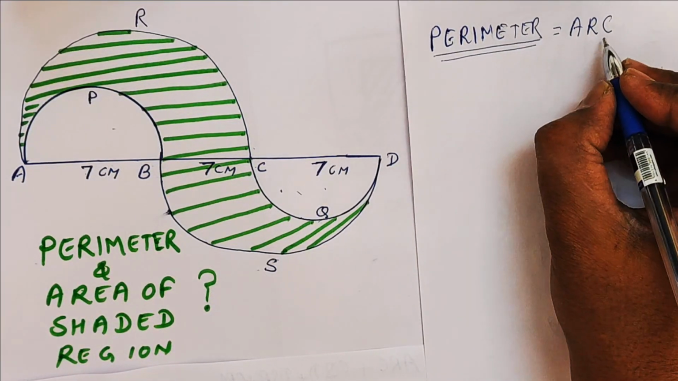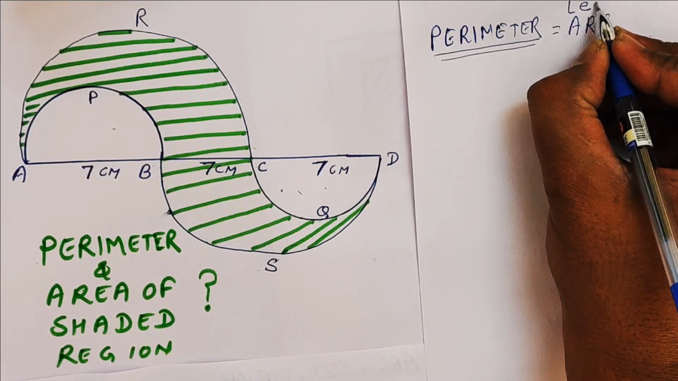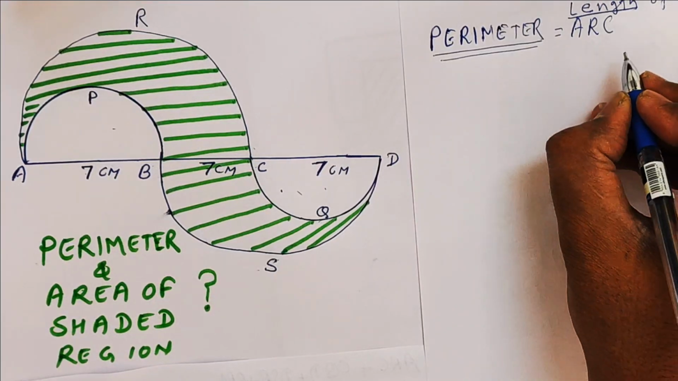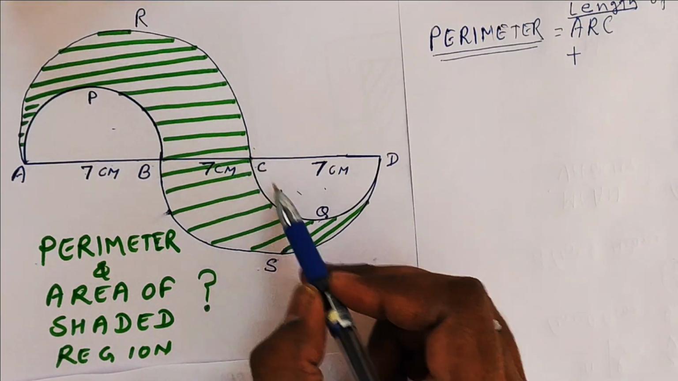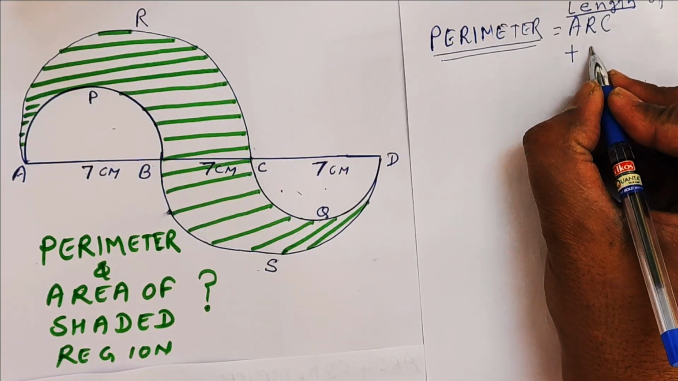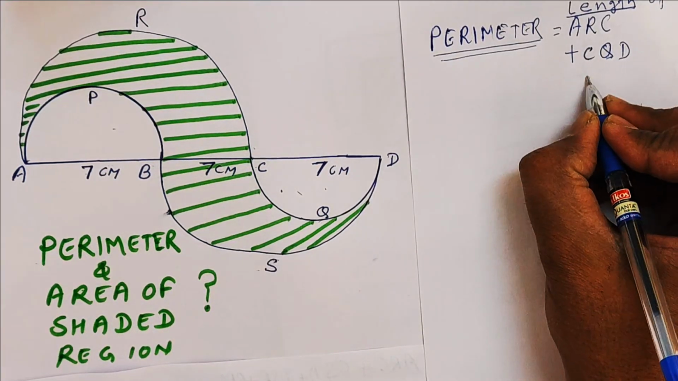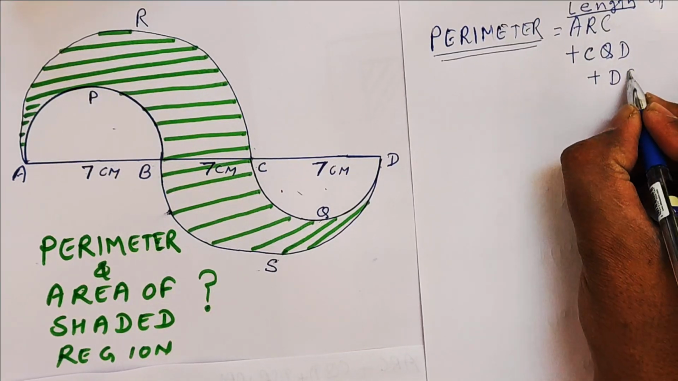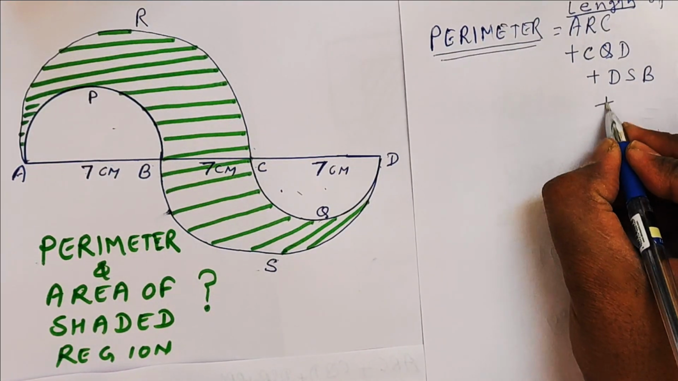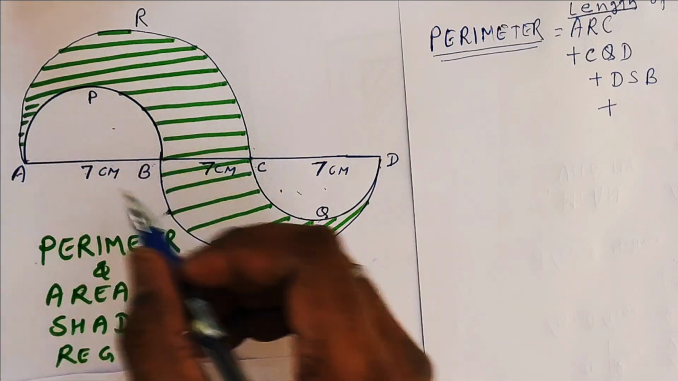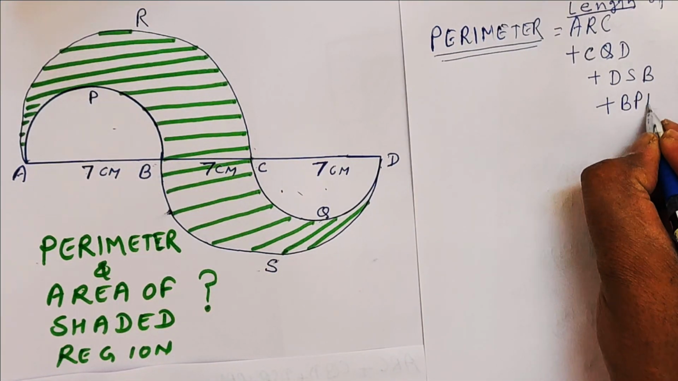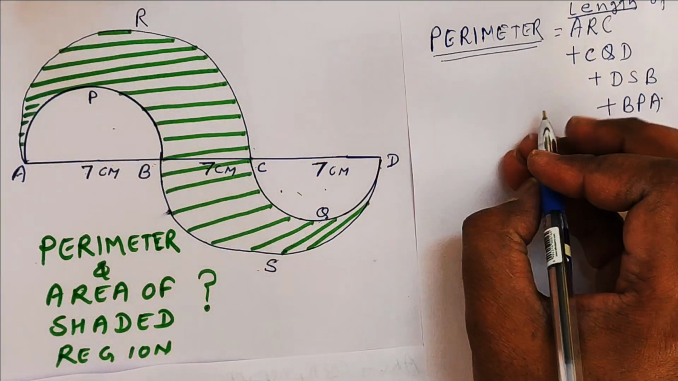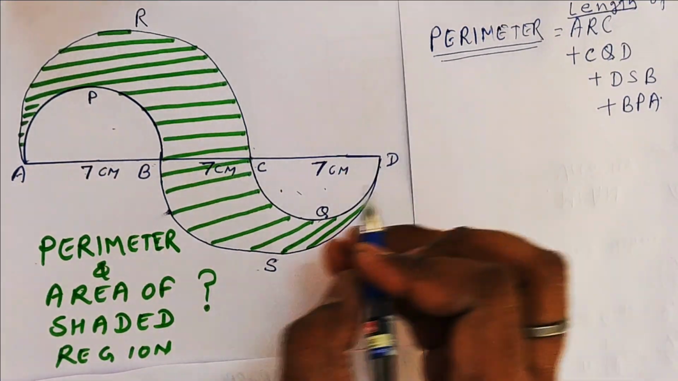So the perimeter is the length of the geometrical figure, the border length, okay? Whatever the lengths of all its sides, just add them to get the perimeter. So the perimeter: starting from A, ARC, then after C, CQD, and from D it's DSB, right? All these are semicircles, and from B go via P to A, so it's BPA. When you add all these lengths together, you will get the perimeter of the shaded figure, right?